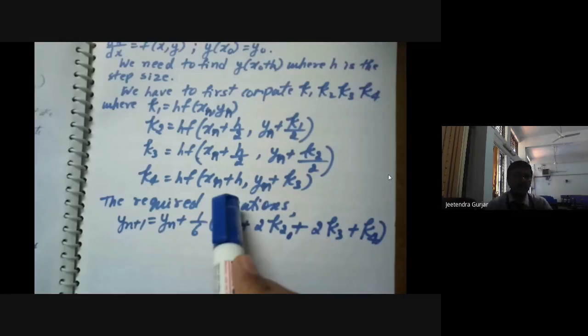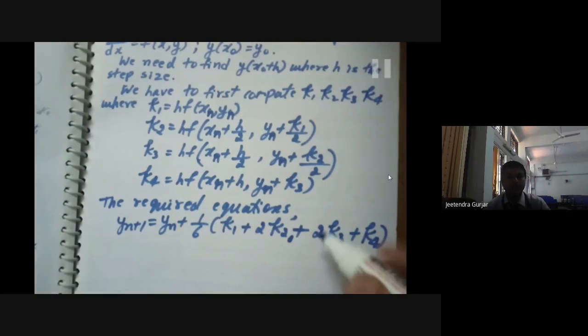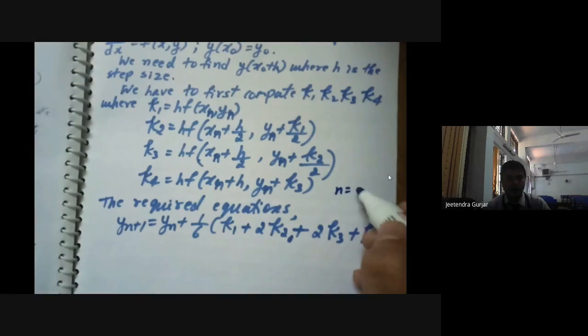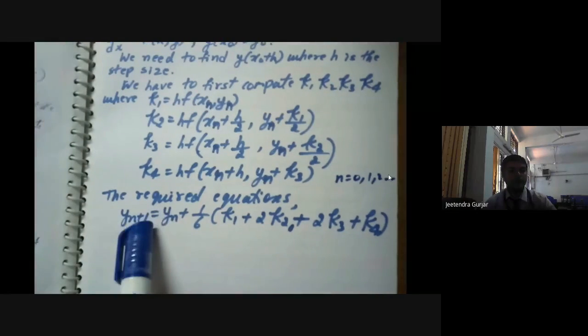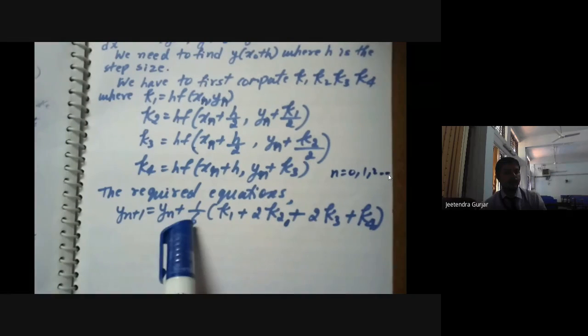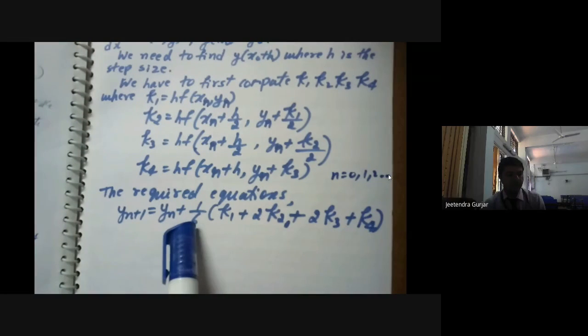Yes. So the required condition we get here is yn plus 1 is equal to yn plus 1 upon 6 times k1 plus 2k2 plus 2k3 plus k4. Remember here, students, as the approximation goes on increasing, like step 1, step 2, step 3, the n value also changes in this formula. n will become 0, 1, 2 and so on.